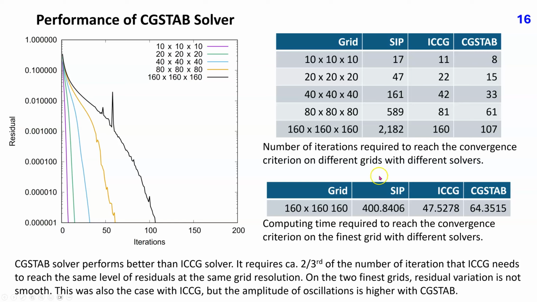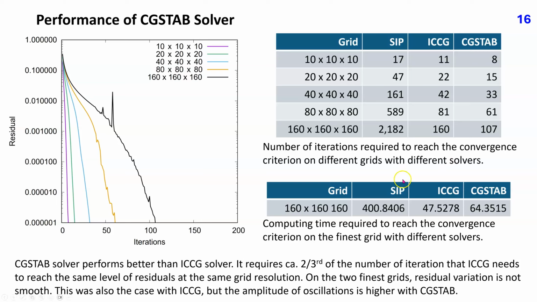The lower table shows computing times on the finest grid. The fastest solver is ICCG, even though CG stub needs much less iterations, 107 versus 160. The reason is that CG stub solver, because it can handle both symmetric and asymmetric matrices, requires many more computing operations per iteration than ICCG solver, which works only for symmetric matrices.